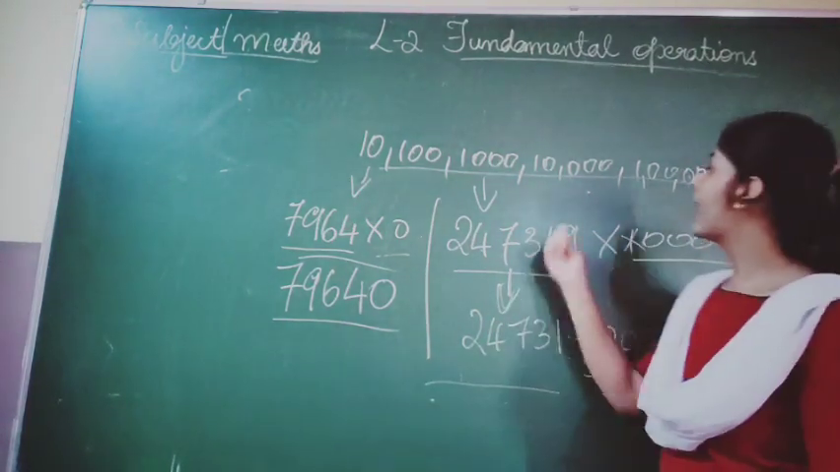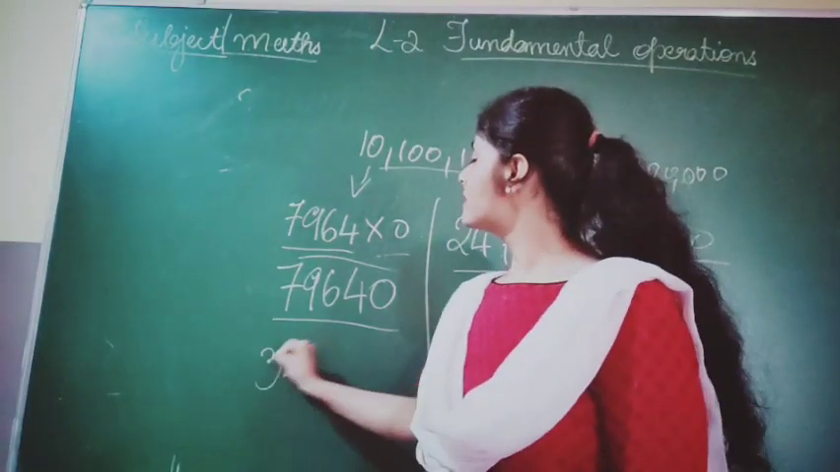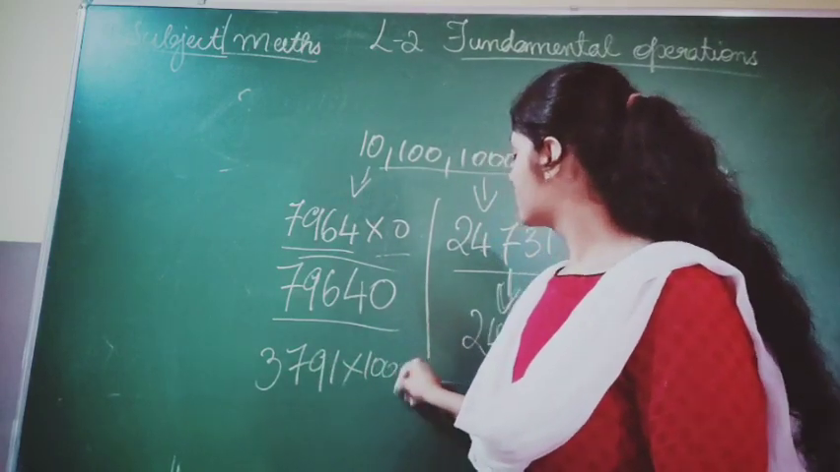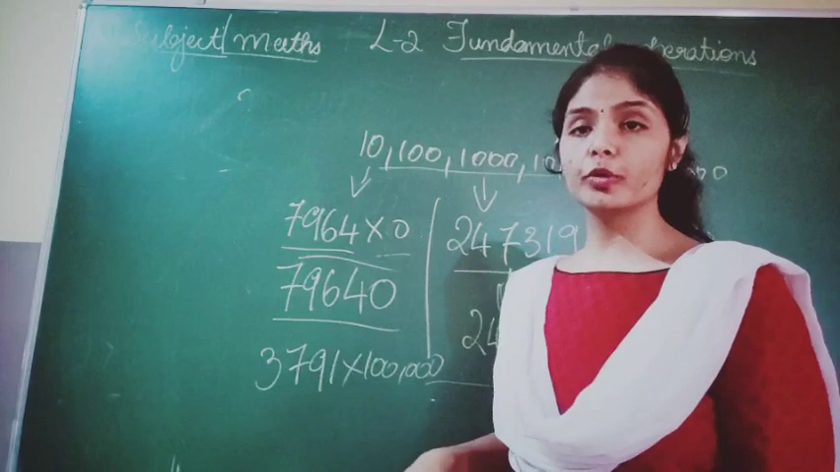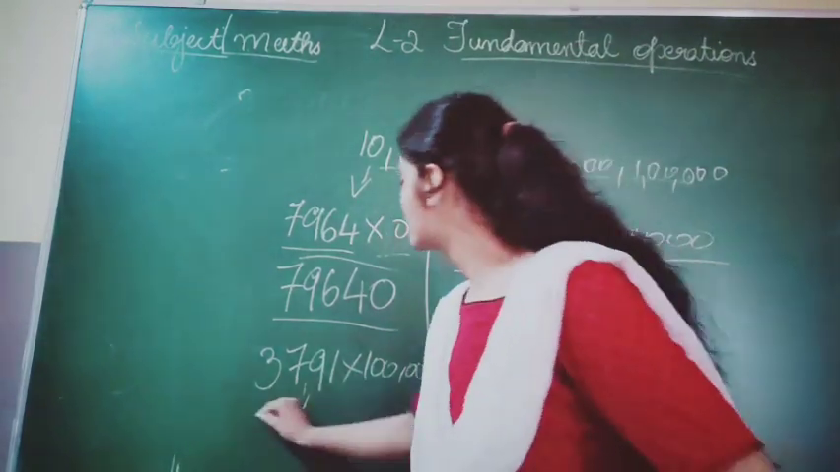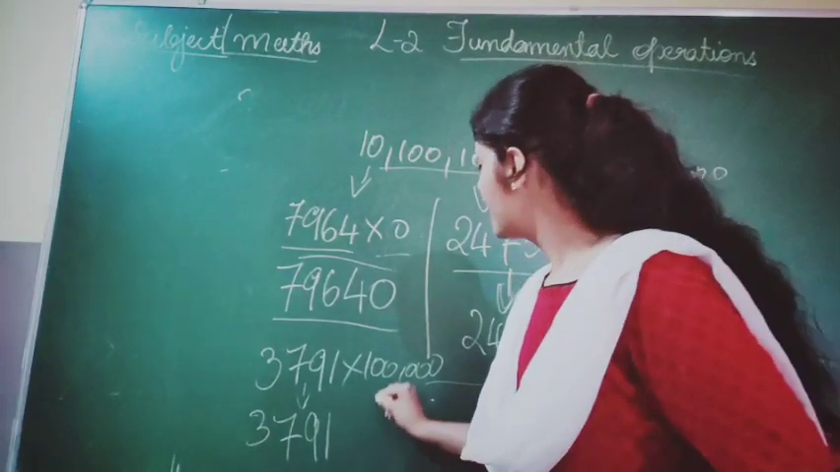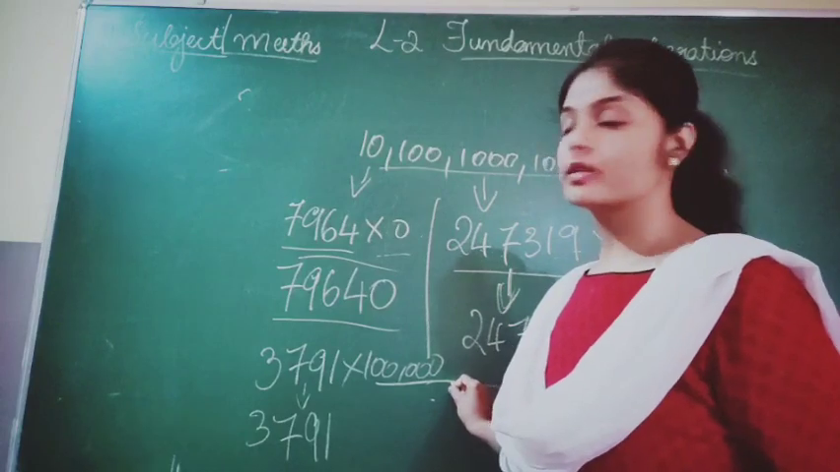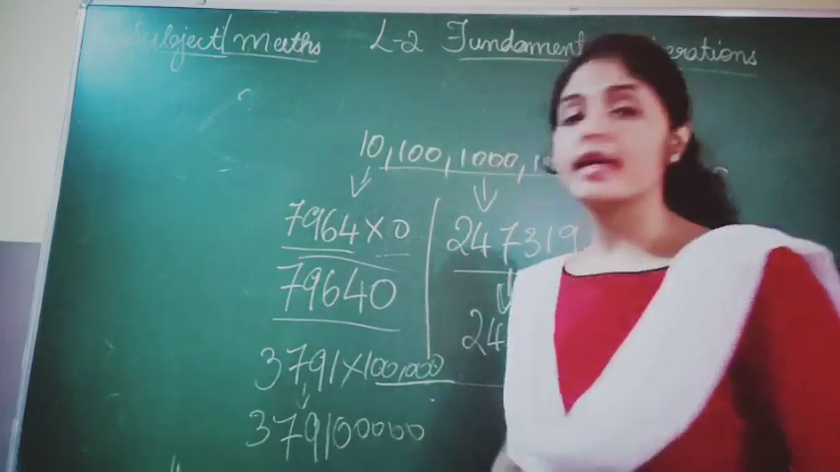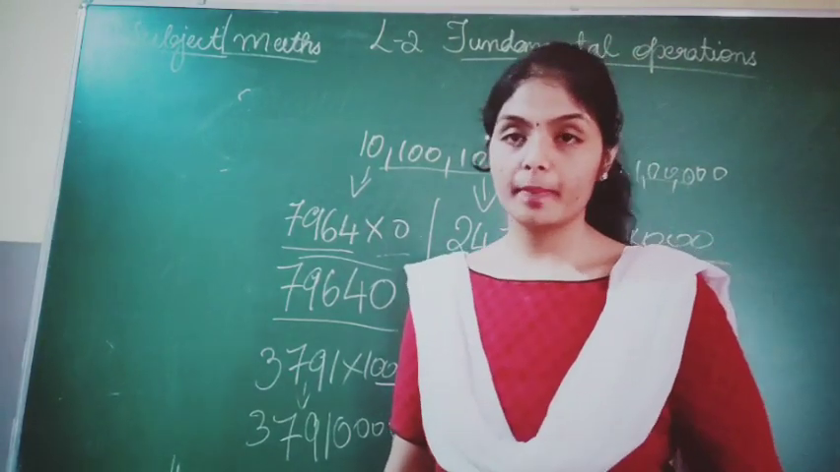Now next we'll take 1 lakh itself. You have 3791 into 1 lakh, okay? How will you do? The number you have exactly the same, you just bring it down, 3791, and you take these zeros. How many zeros are there? 1, 2, 3, 4, 5. That's all. Got it? This is a simple way to multiply.